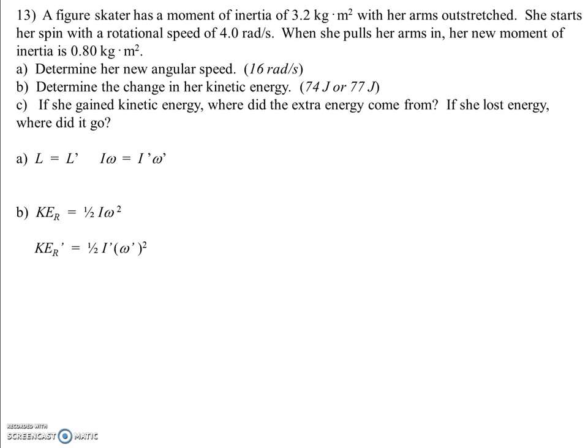In a similar fashion, we can find her rotational kinetic energy afterwards, called KER prime. That'll be 1/2 I prime times omega prime squared. Again, you can go ahead and calculate that. But of course, we're looking for her change in kinetic energy. We know change is always final minus initial. In this case, it would be KER prime minus KER.